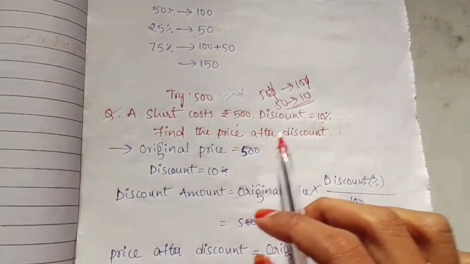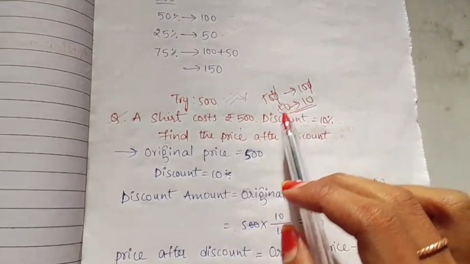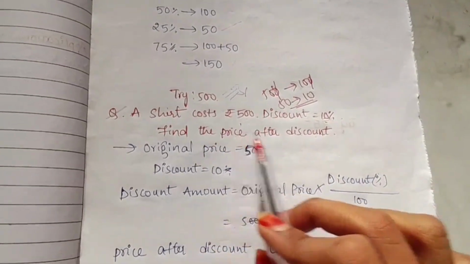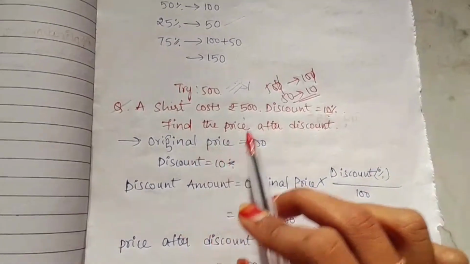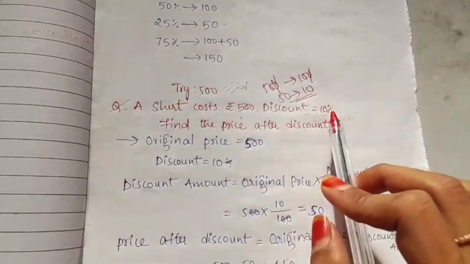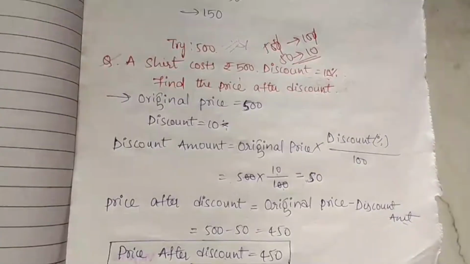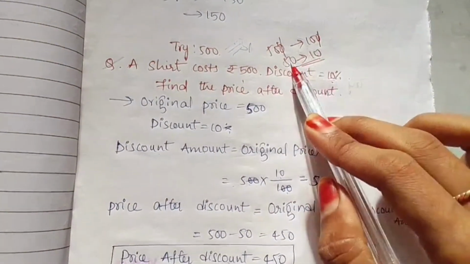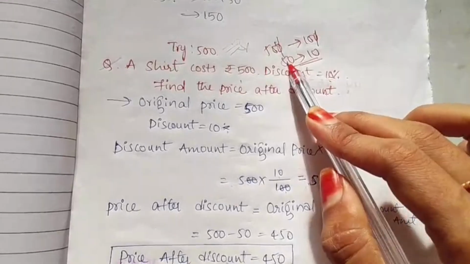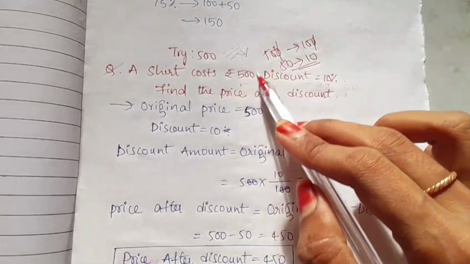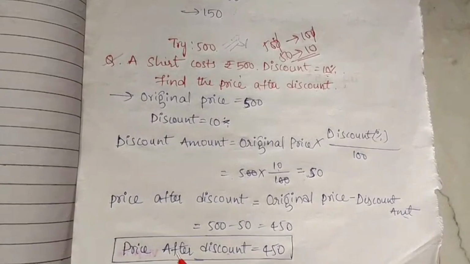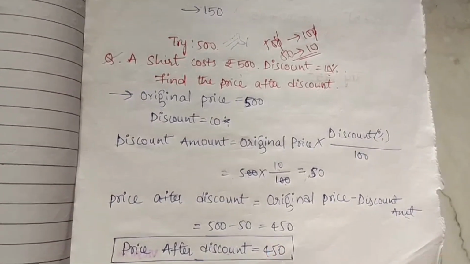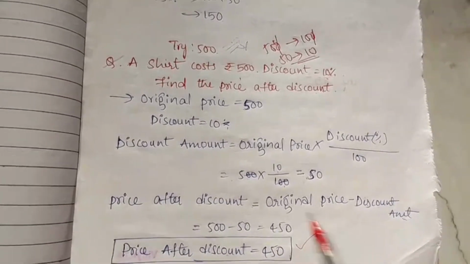Find the price after discount. Here we have to find the price after discount. The discount is 10%. Original price is 500. If you calculate in this method, you can easily decrease that 50 from that 500. You can easily say that after discount the price is 450, in just seconds.